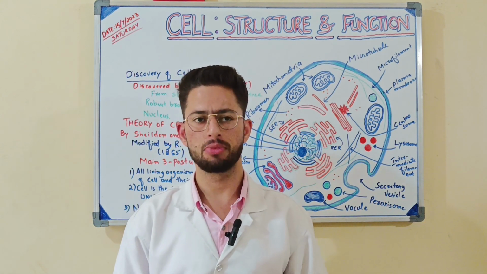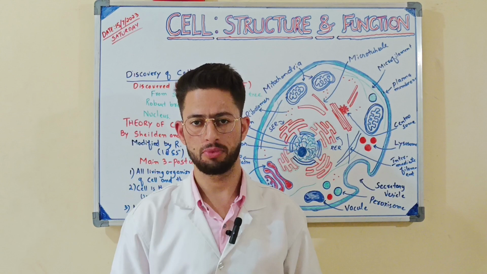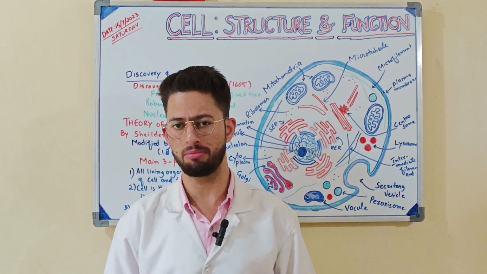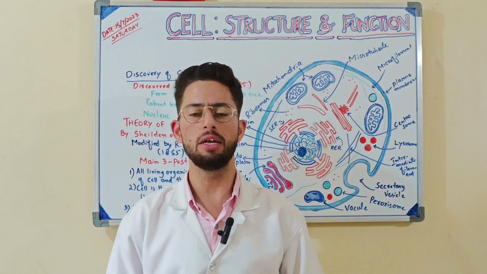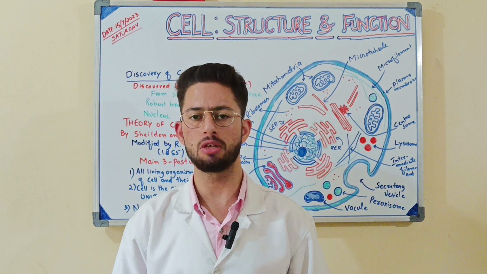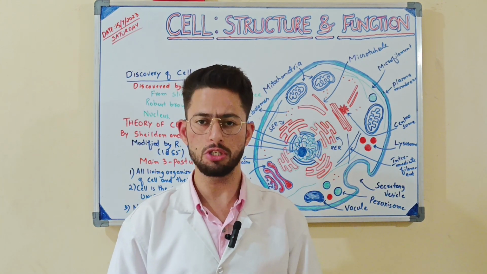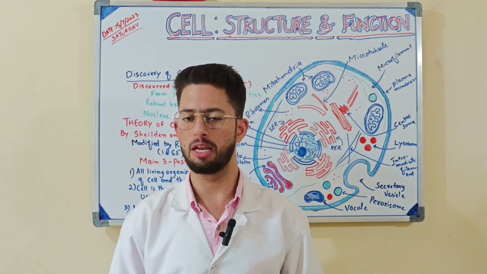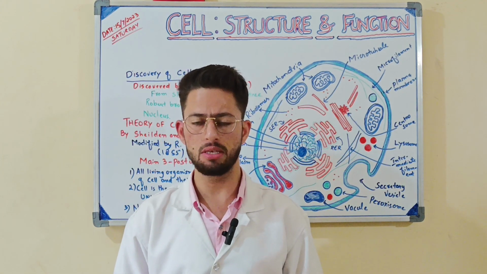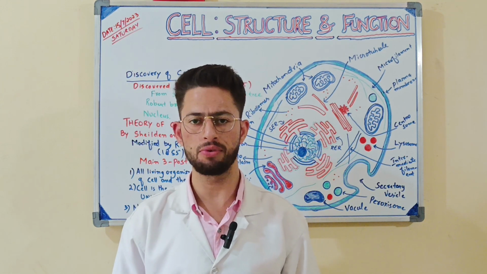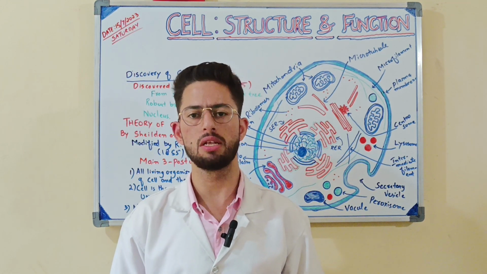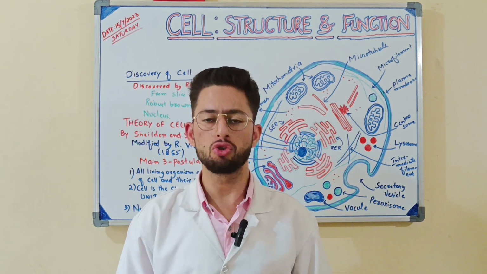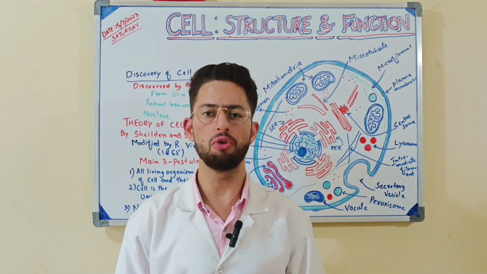Later on, the cell theory came into existence. The cell theory was mainly proposed by two scientists, with modification by Rudolf Virchow in 1855. The main postulates of this theory were: the first one, all living organisms are made of cells and their products. Second, the cell is the basic structural and fundamental unit of life. Third, all new cells arise from the division of pre-existing cells. So this was all about the cell theory.